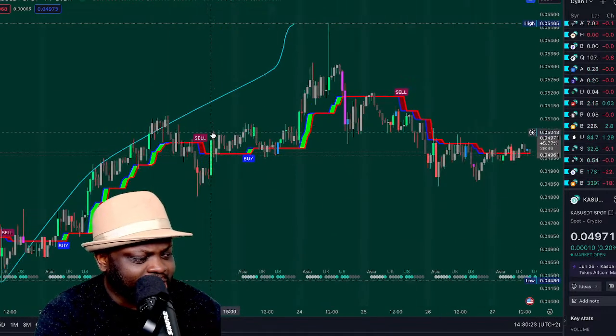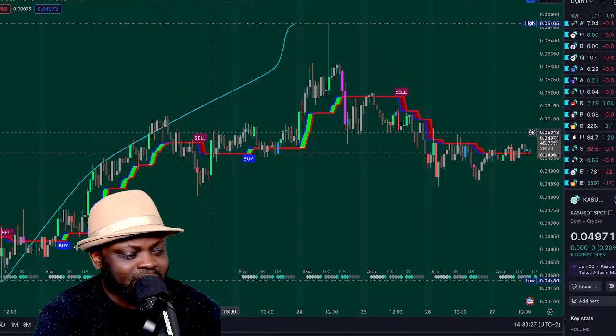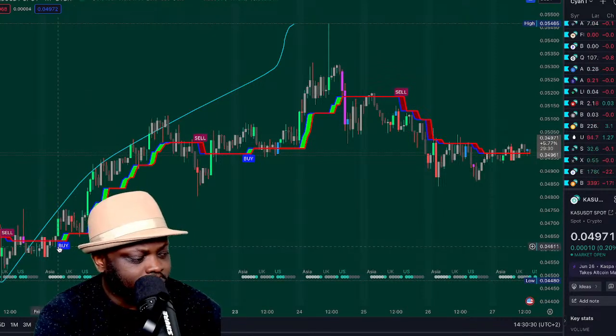There's also another indicator that I use. I'm not going to talk about it right now because it might confuse you guys more. But it is vector candles, and I use it differently.